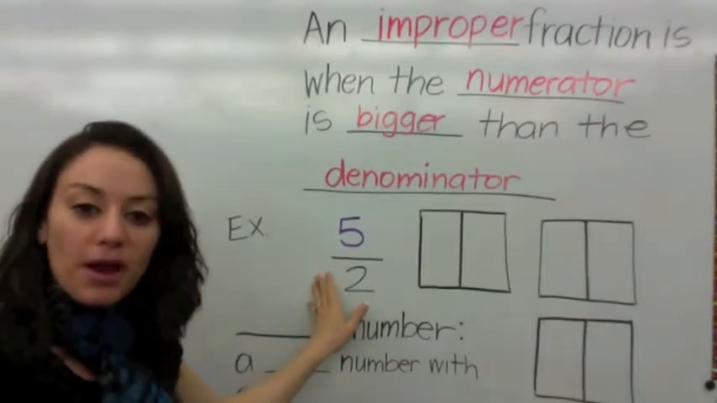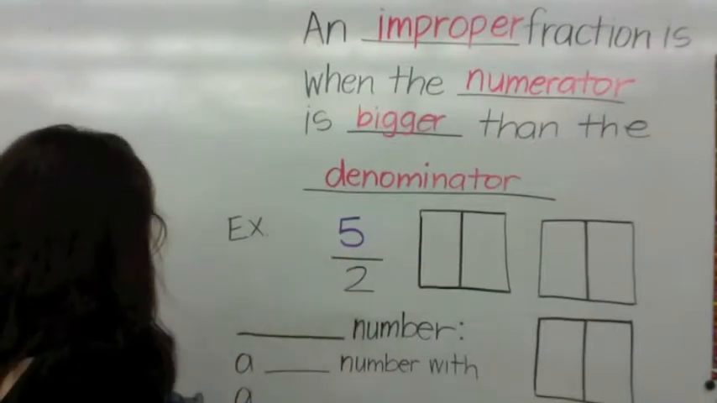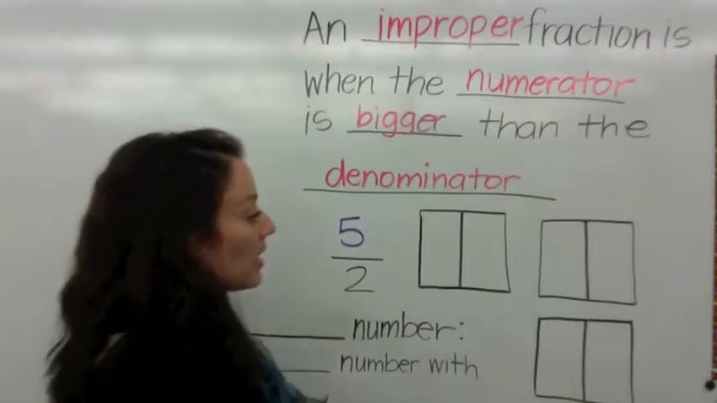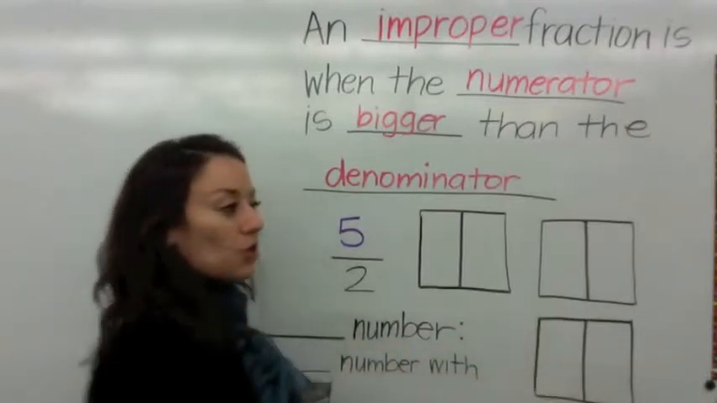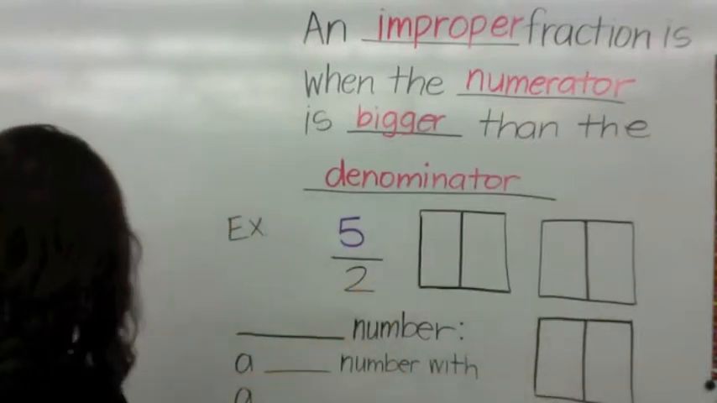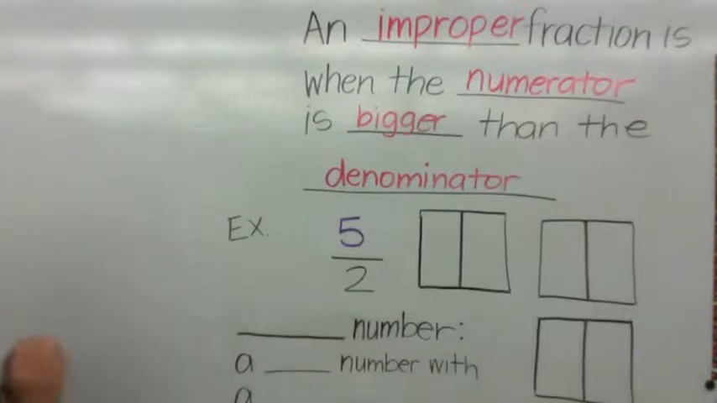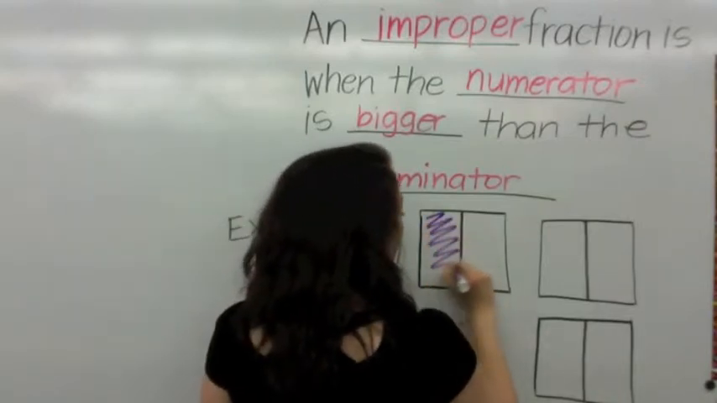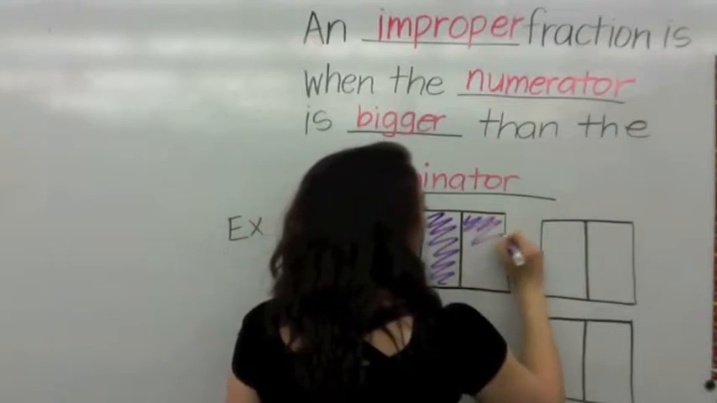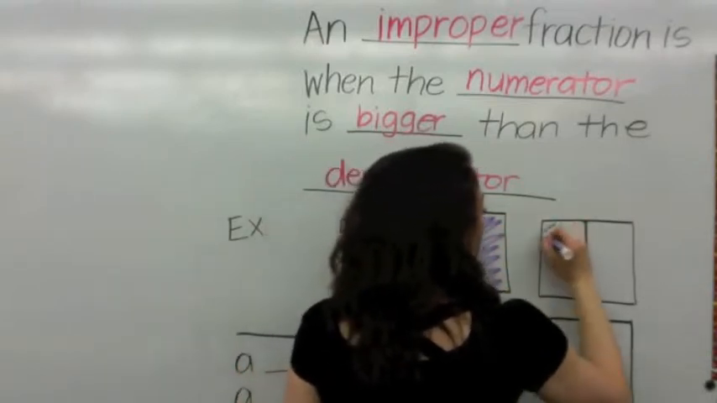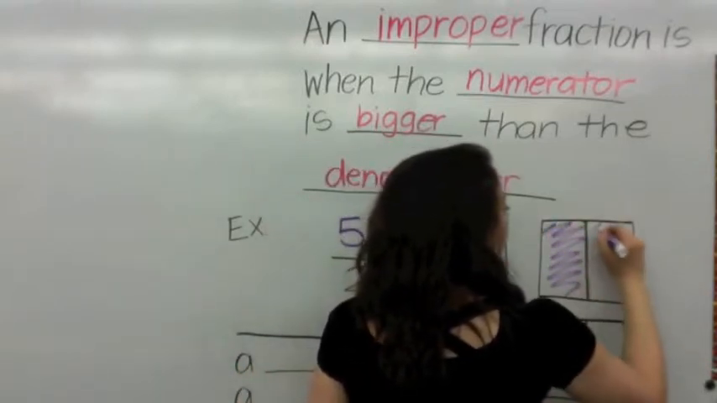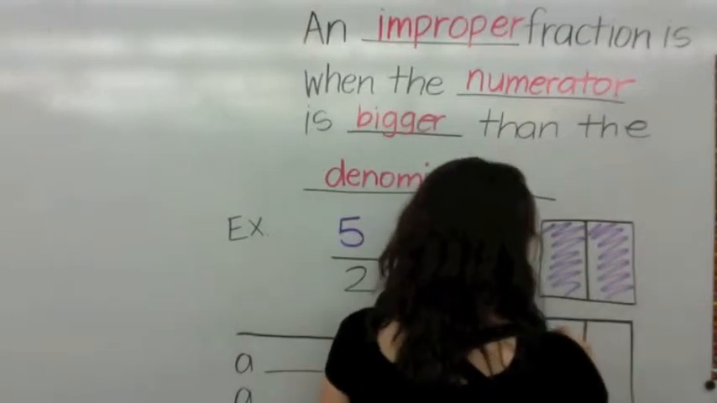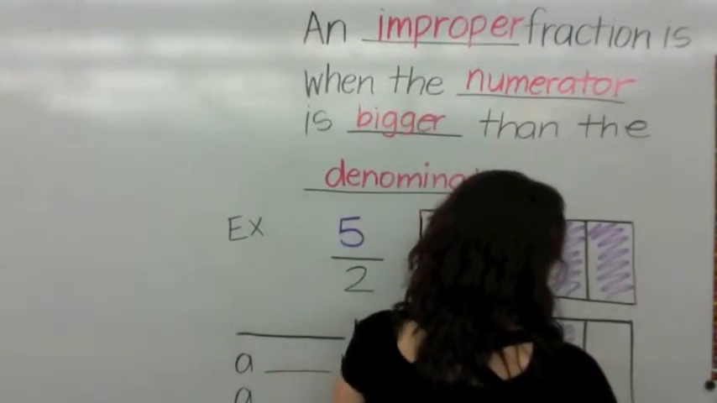This is an improper fraction, right? 5/2. So what I've done is I've drawn some halves for you. What I want you to do is color in 5 of those halves. We're going to shade in 5. You ready? We're going to shade 1, 2, 3, 4, 5. Okay.